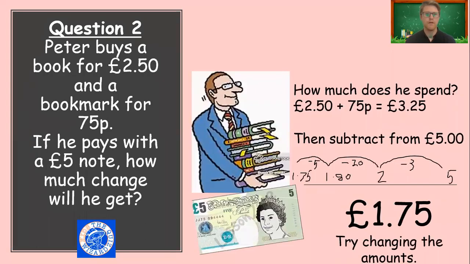Question 2. So this was the 2-step word problem for maths. Peter buys a book for £2.50 and a bookmark for 75 pence. If he pays with a £5 note, how much change will he get? First of all, you need to work out how much he actually has spent.